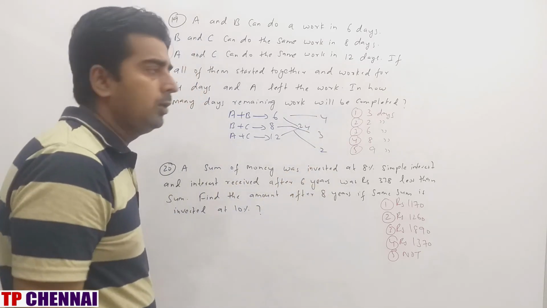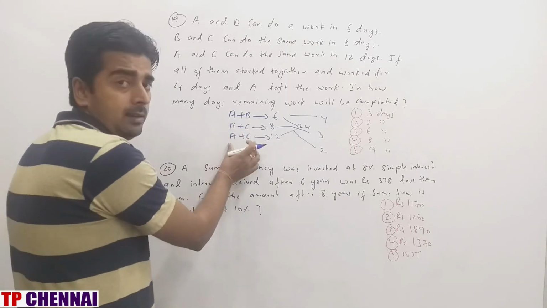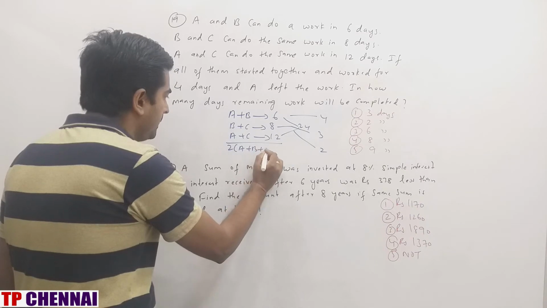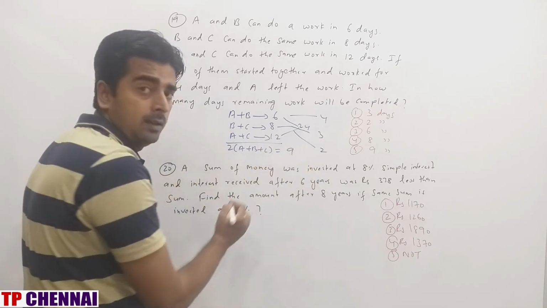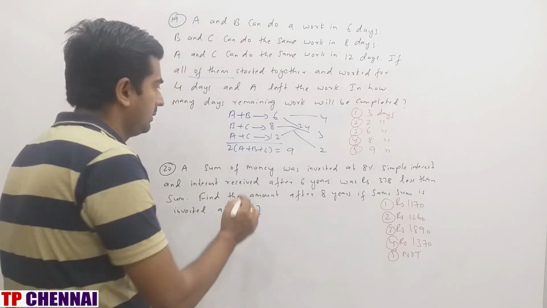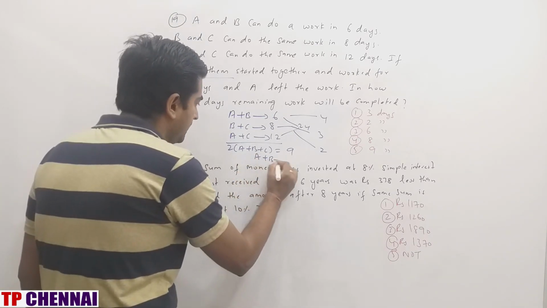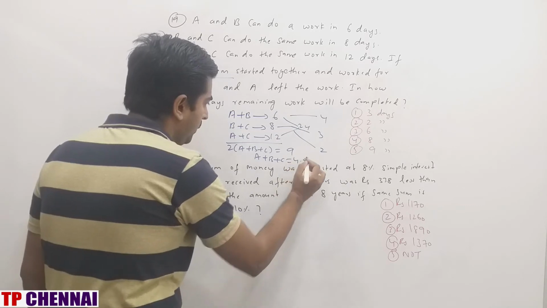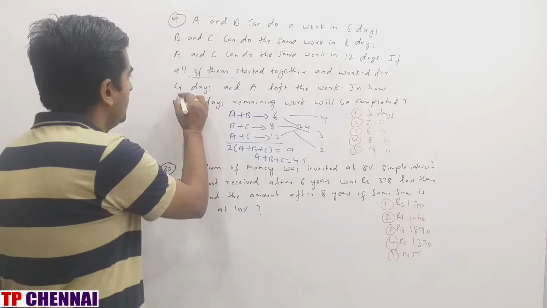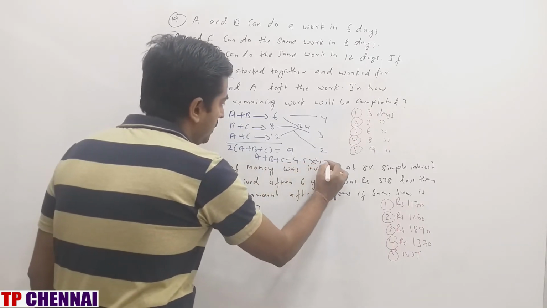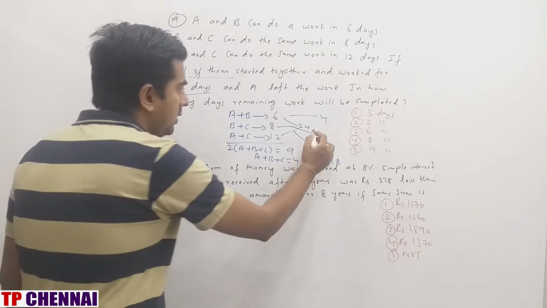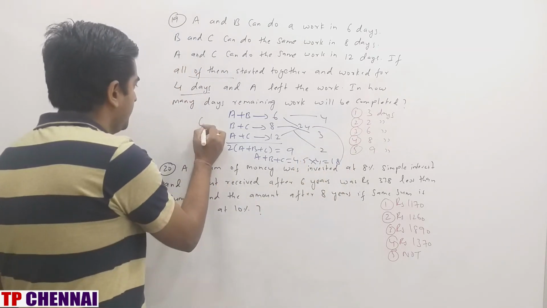A and B is 4, B and C is 3, A and C is 2. Now when you add the LHS, you are having 2 into A plus B plus C, which is nothing but 9. But they are saying that if all of them, that means A plus B plus C, work together, so A plus B plus C efficiency is 9/2, which is 4.5. And they work for 4 days. So 4.5 into 4 is 18. So remaining work is 24 minus 18, which is 6.